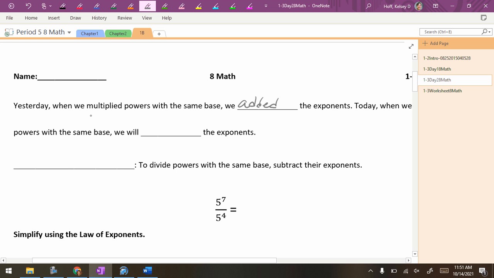So today we're going to divide. Division is the opposite of multiplication. So when we divide, we're going to keep the base, and guess what we're going to do? Subtract your exponents.